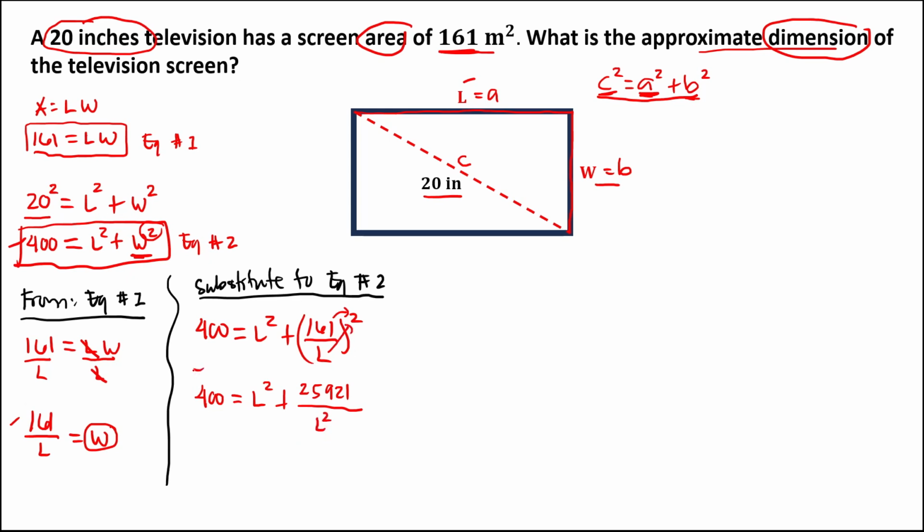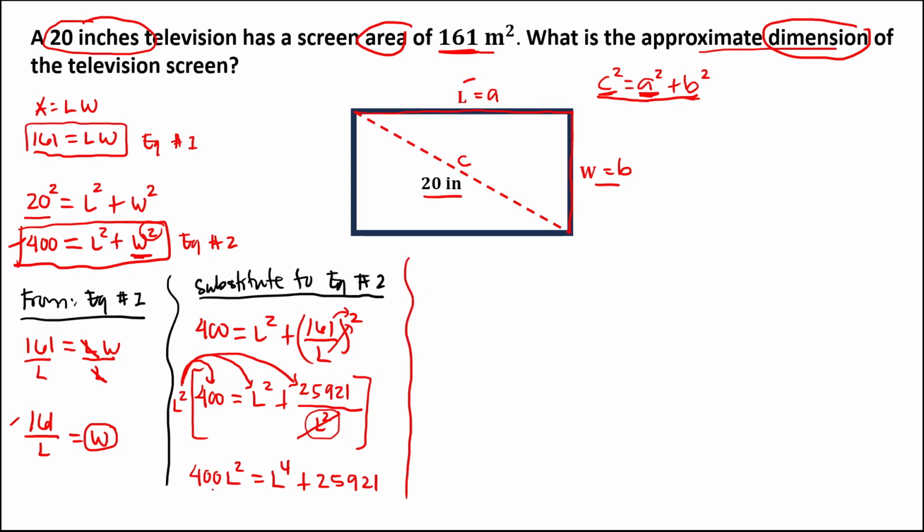Then to simplify, we need to multiply this whole equation by the denominator, times L to the power 2, then distribute to each term. So this becomes 400 times L to the power 2 equals L to the power 2 times L to the power 2, which is L to the power 4, then L to the power 2 times this term, we just cancel the L to the power 2, so plus 25,921.